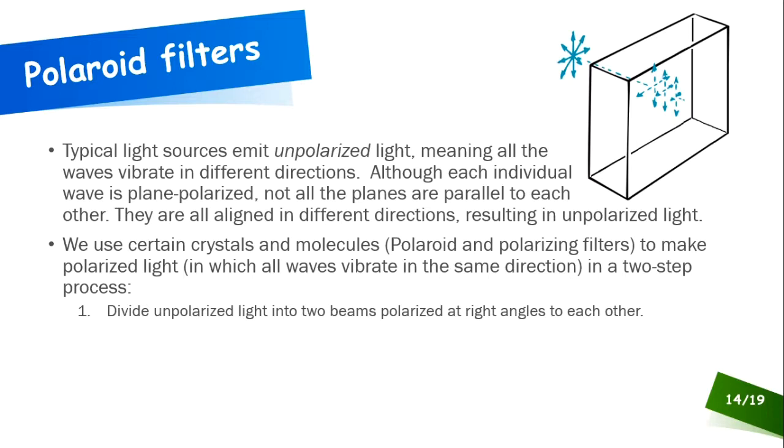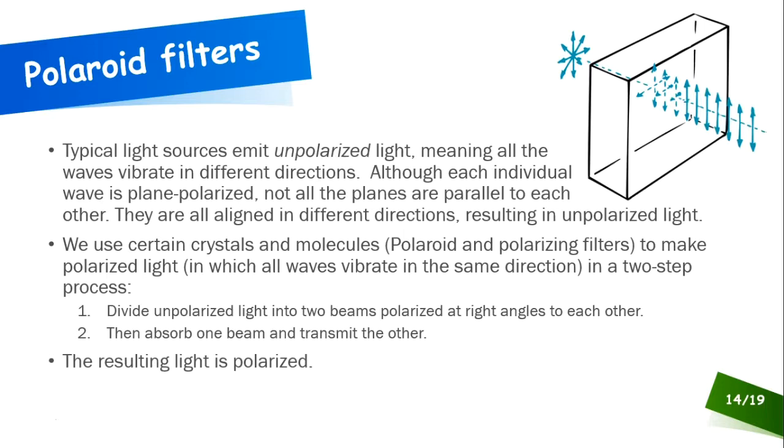And then we divide that light into two beams that are polarized at right angles to each other. And so now we absorb one beam and transmit the other. And so it basically isolates vibrations of light along a single plane. And the resulting light that comes out is in one plane instead of multiple planes. This is polarized light.